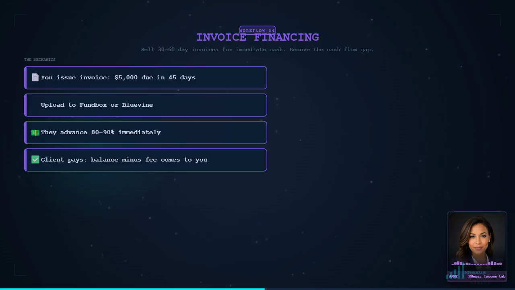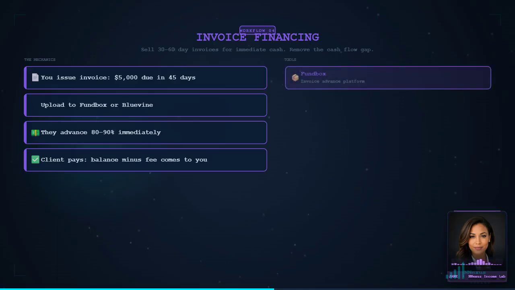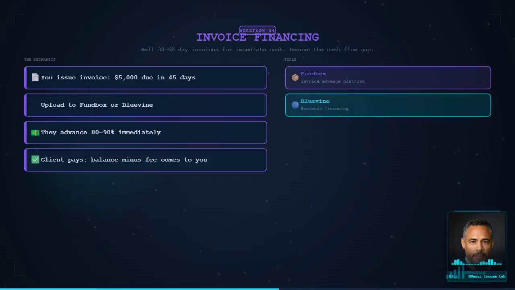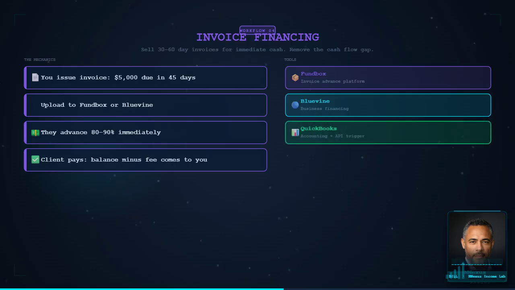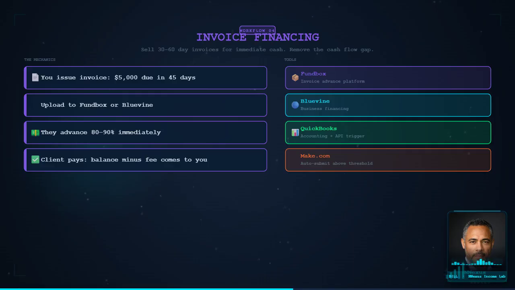Workflow 4. Invoice financing. If you issue invoices to clients with 30 to 60-day payment terms, you can sell those invoices to a financing platform and receive payment immediately, minus a small fee. The mechanics: you issue an invoice for $5,000 due in 45 days. You upload it to a platform like Fundbox or Bluevine. They advance you 80 to 90% immediately. When the client pays, the balance minus the financing fee comes to you.